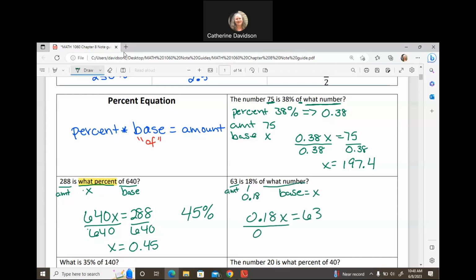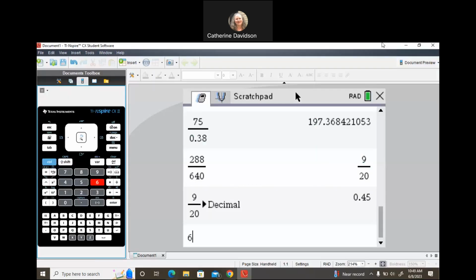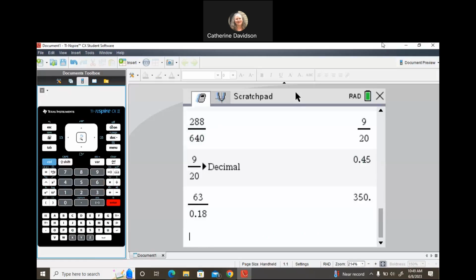Same thing we've been doing. Divide out what we don't want. So divide out that 0.18. So X equals 350.